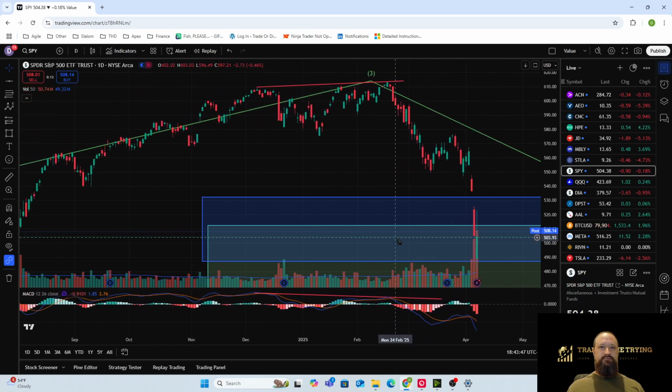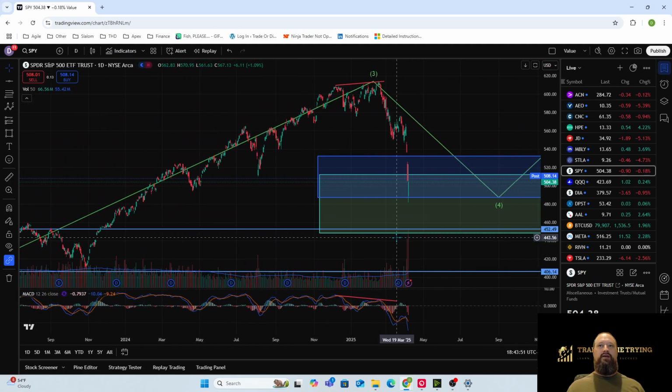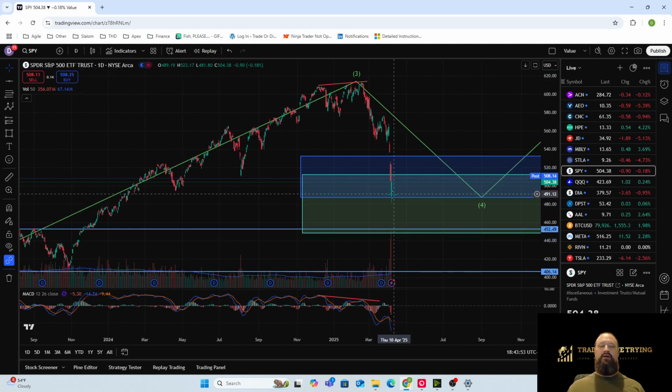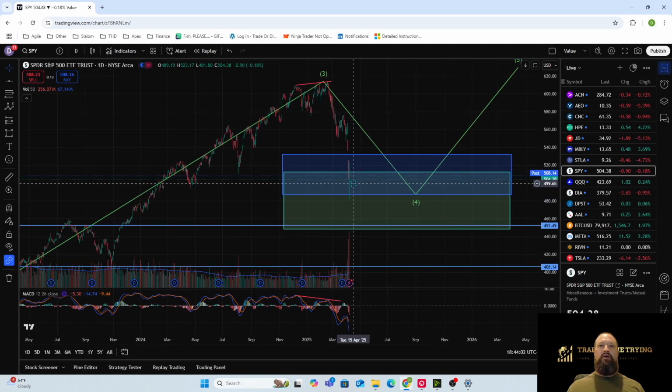So that's something we want to keep an eye on, okay? Because if it starts to hold there, we'll see that it's respecting this level. Now, it could go sideways for a little bit, depending on what's going on, or it could start to resume a wave 5.